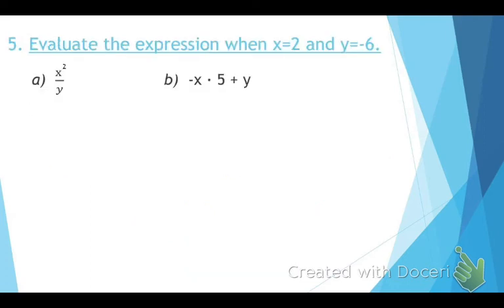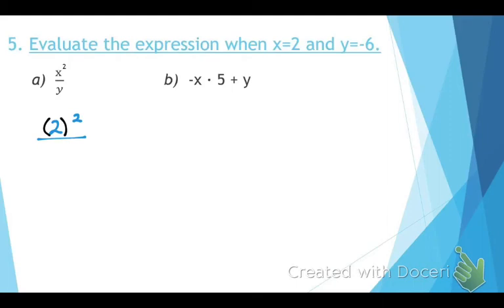Section 5, evaluate the expression when x equals 2 and y equals negative 6. This is one of those plug it in situations. Instead of x squared, I'm going to put 2 squared over, now if you want to, you can put parentheses here, you don't have to. If there's ever a negative that you're plugging in with a square, I would say always put parentheses, but you don't have to. Over a y, what is a y?